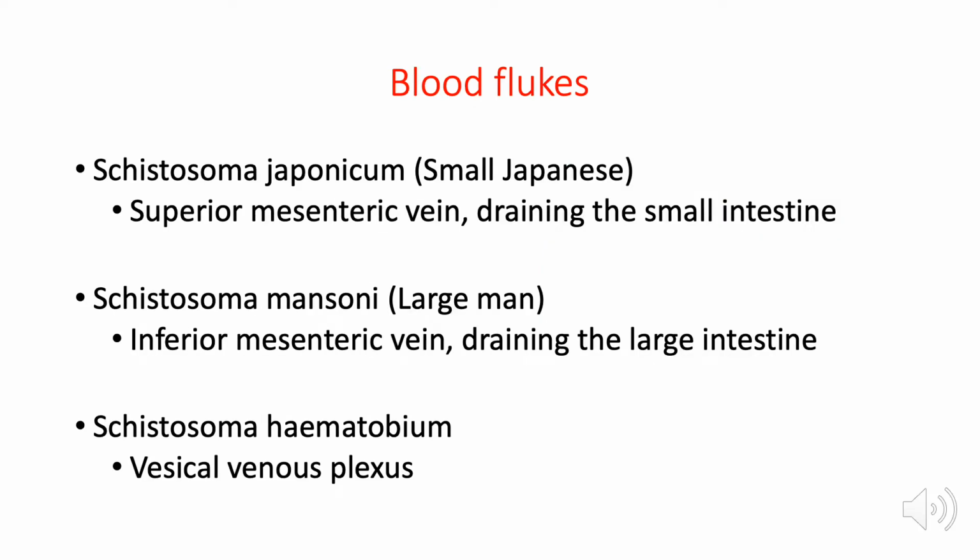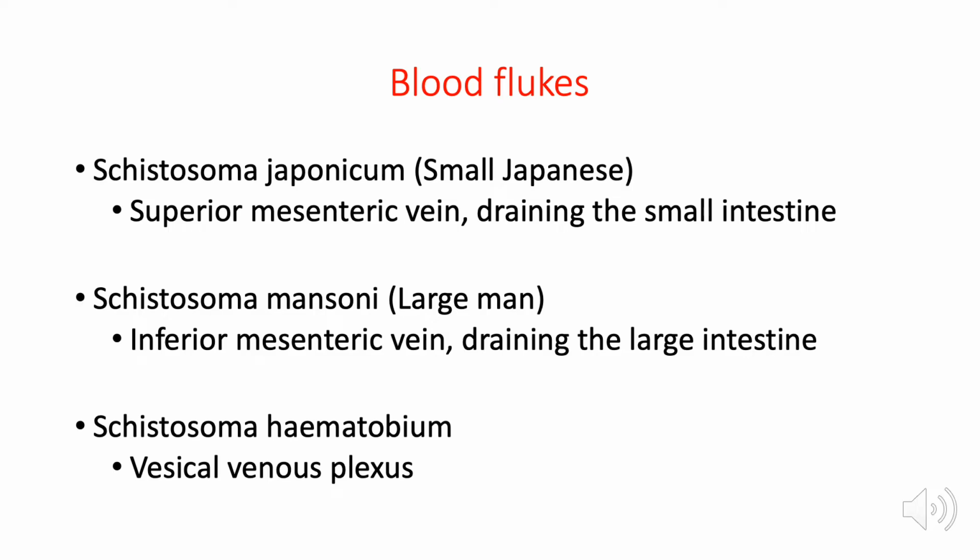The adult stages of our blood flukes are found on the different branches of the portal veins. The adult stage of Schistosoma japonicum is found in the superior mesenteric vein, and this is the branch of the portal vein that drains the small intestine. Small Japanese, small intestine japonicum. Schistosoma mansoni adults are found in the inferior mesenteric vein, the branch of the portal vein that drains the large intestine.